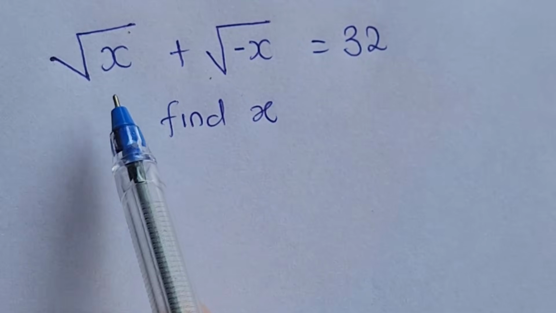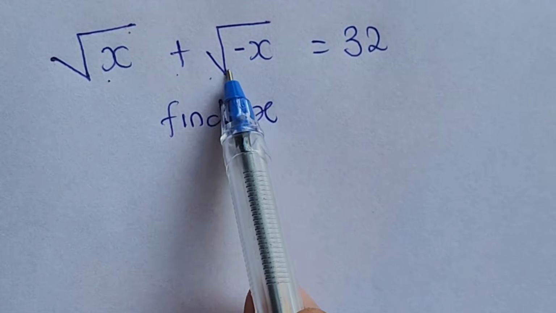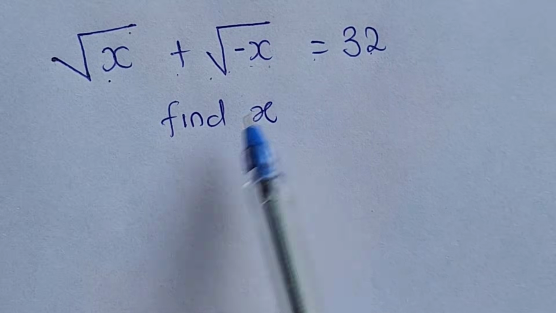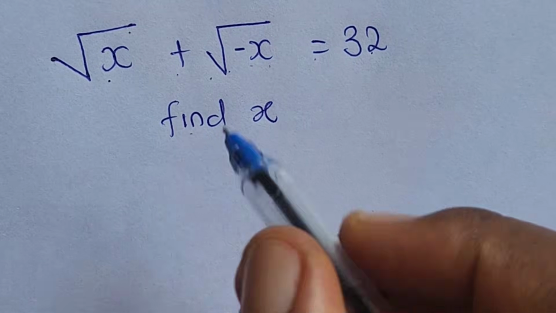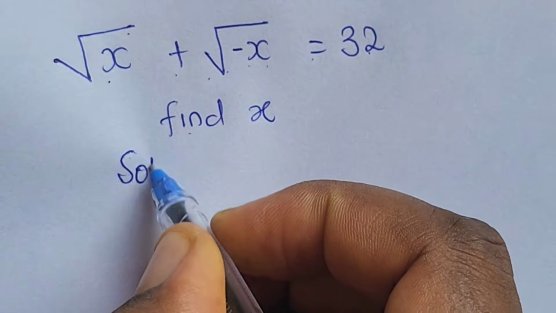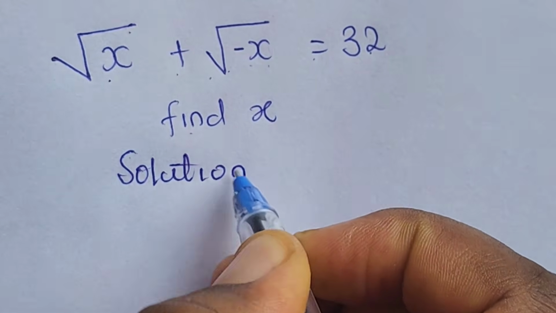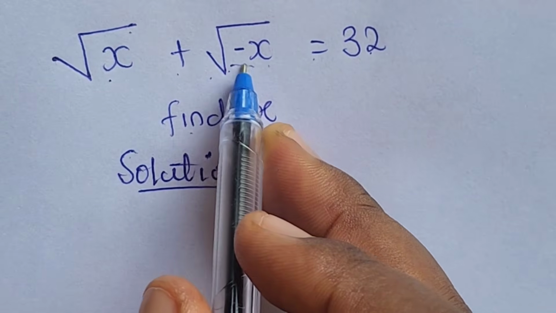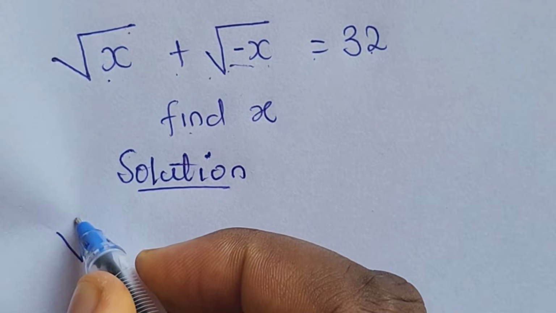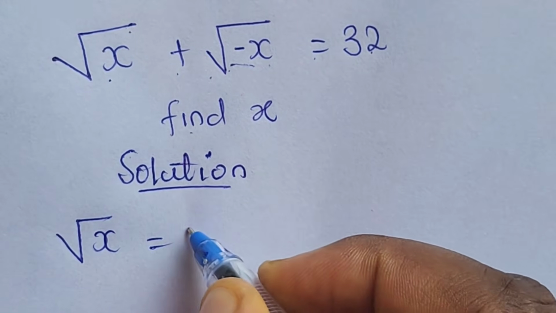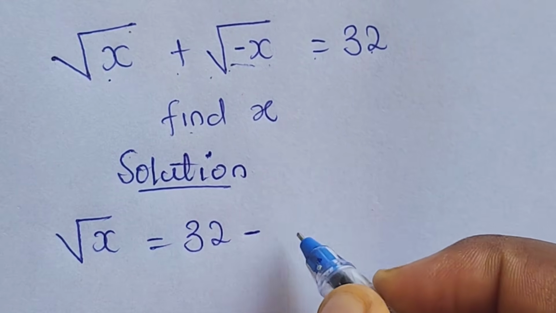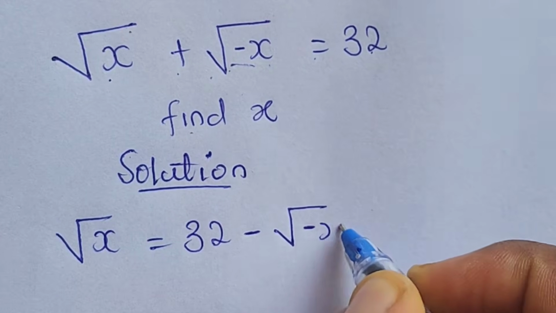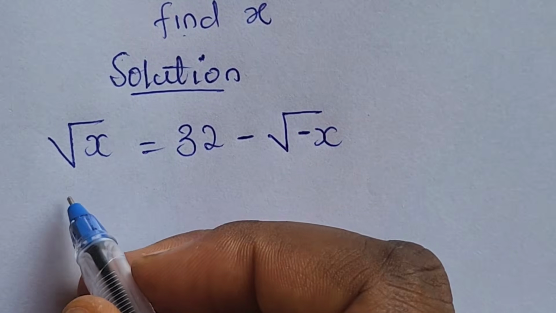Solve this problem together. We have root x plus root minus x equal to 32, and we want to find the value of x. So let's begin. Let's move this to the right hand side to have root x is equal to 32 minus root minus x. From here, let's square both sides.